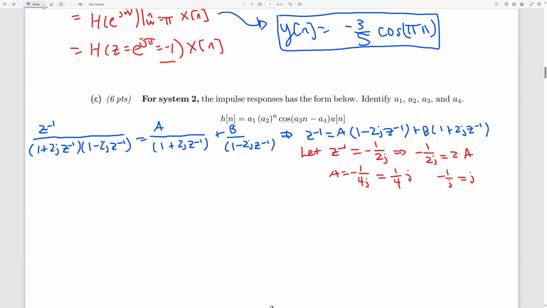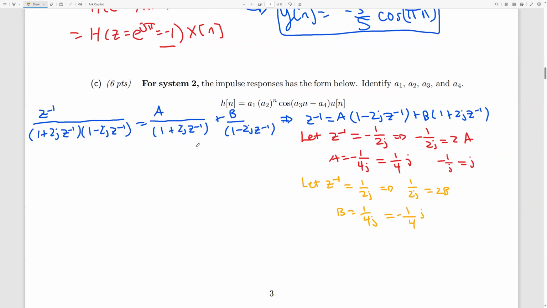Next, let's use a different color. Let z to the negative 1 equal 1 over 2j. And I'm going to get here that 1 over 2j equals 2B. I'm going to get that B equals 1 over 4j, which is equivalent to saying that this is negative 1 over 4 times j. So this gives me a large part of the simplification.